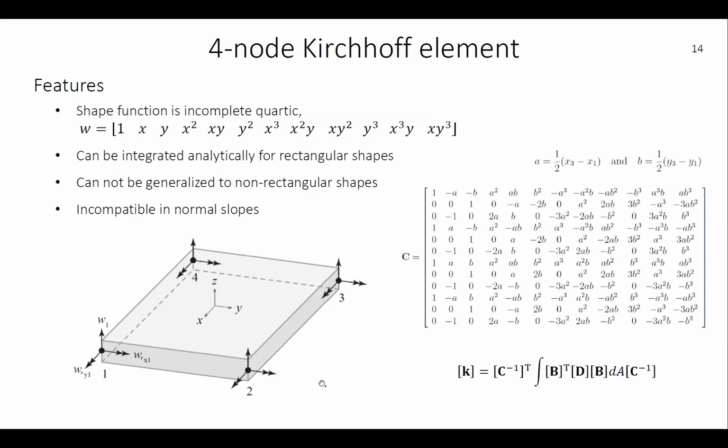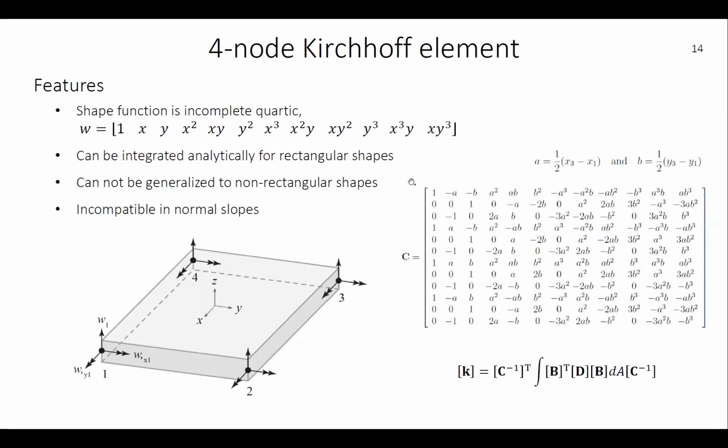So this four-noded Kirchhoff element has 3 degrees of freedom per node point. So we have the out-of-plane displacement W and the rotations W prime in the X and the Y directions. The shape functions are an incomplete quartic, which has 12 components like this. I will not show the full derivation of this element. I have some MATLAB code for it if someone would be interested, but I think we will focus more on the triangular element.